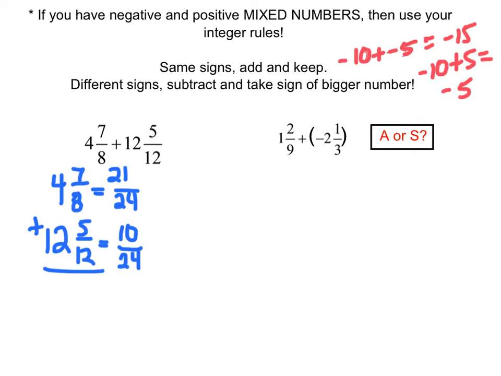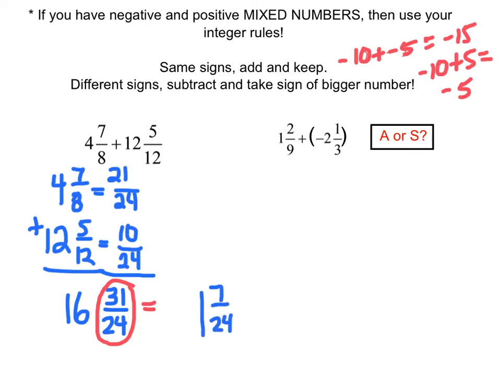Once you have your common denominator found, you're just going to go ahead and add. So this is going to be 31/24, and then 4 plus 12 is 16. I just need to reduce this because we have an improper fraction here. 31/24, that's really 1 7/24. And then we need to add in our 16. So 16 plus that 1 makes 17. So our final answer is 17 7/24.